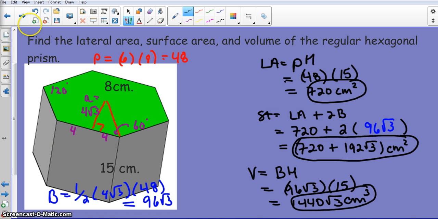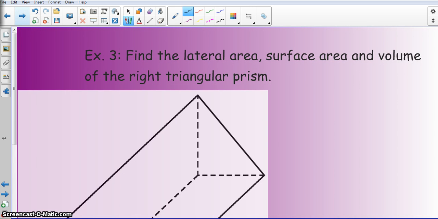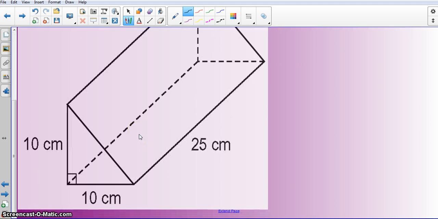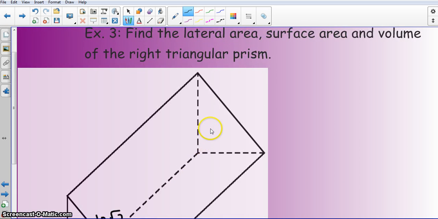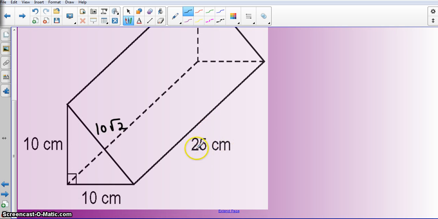Okay, let's move right on to example number 4. Example number 4 is a right triangular prism, and they've given us 2 sides on the base that are 10 and 10, so I know that this is a 45, 45, 90, and so quickly I can plug in my third side at 10 radical 2, and the height of this thing is 25 centimeters. Okay, so let's get started right away.